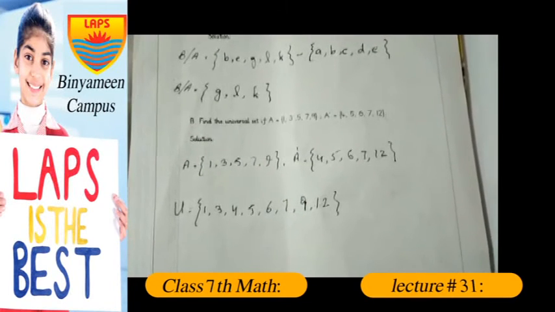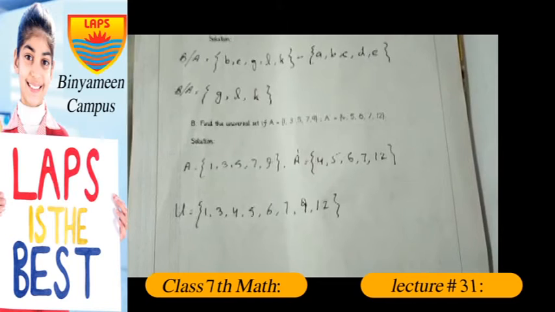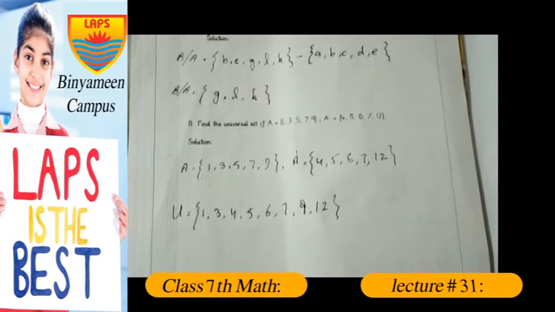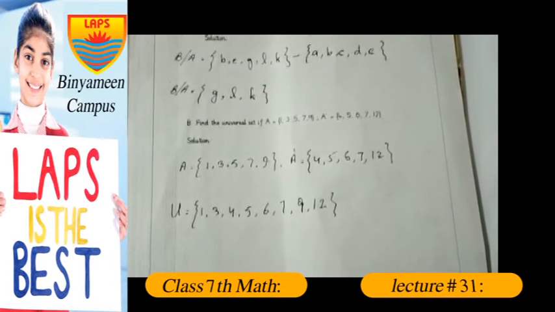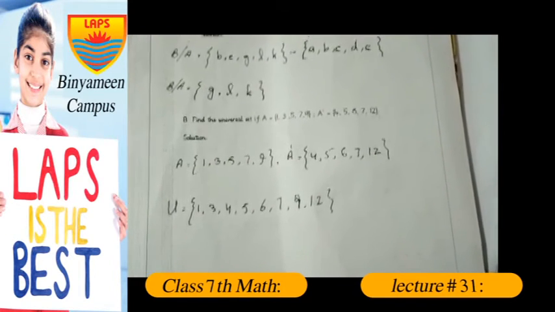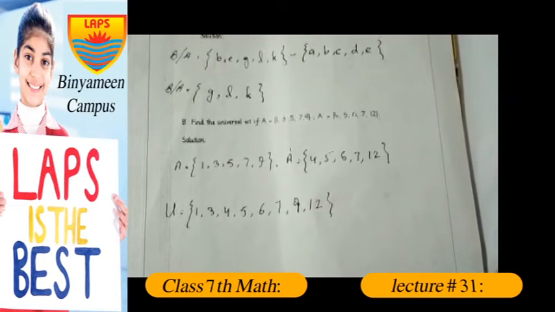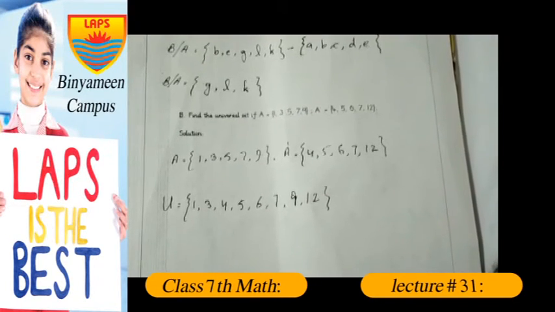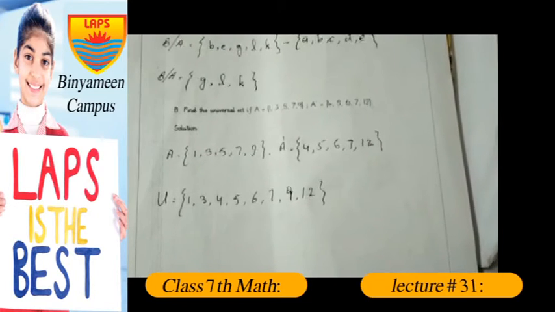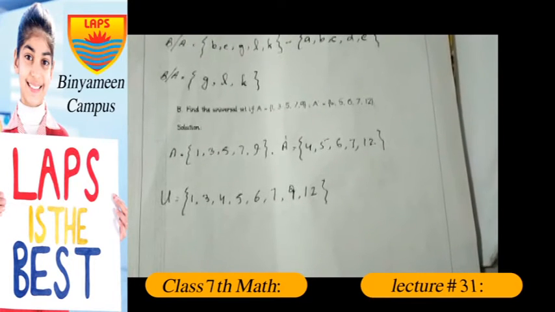A universal set containing all the elements under consideration is called the universal set. It is denoted by U. So the universal set U is {1, 3, 4, 5, 6, 7, 9, 12}.